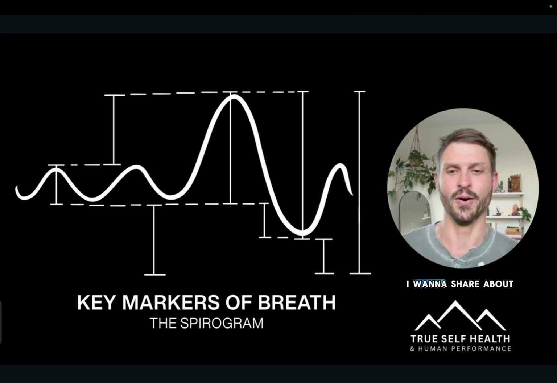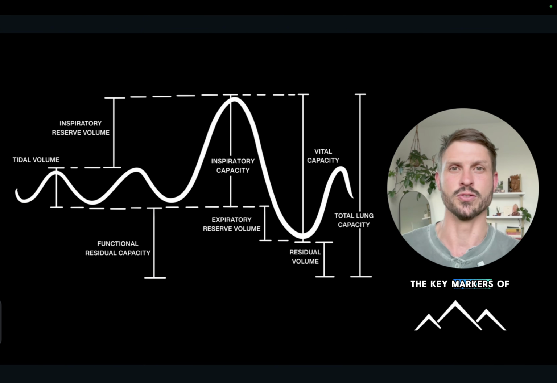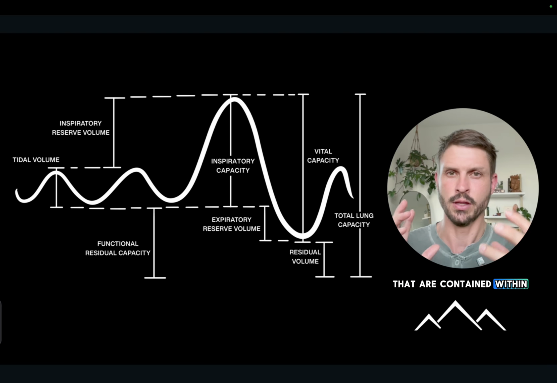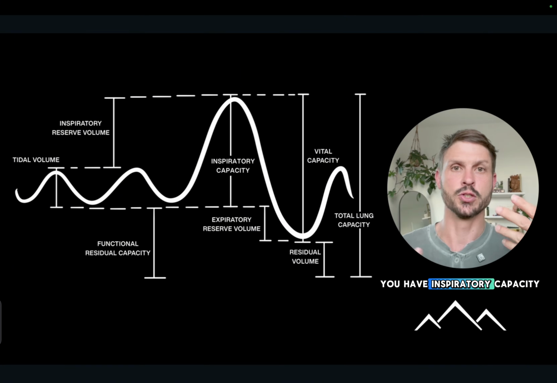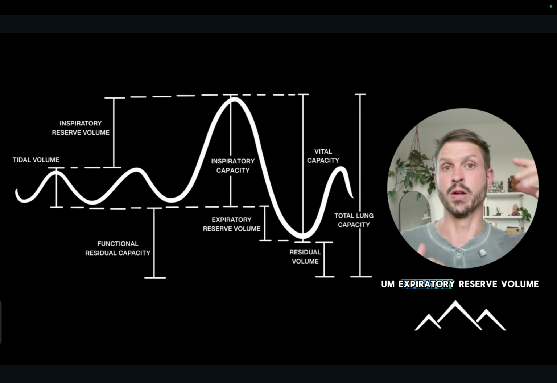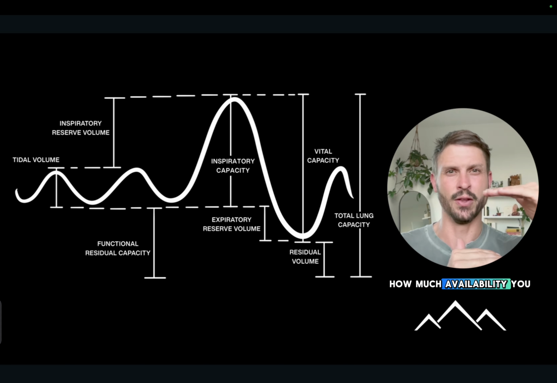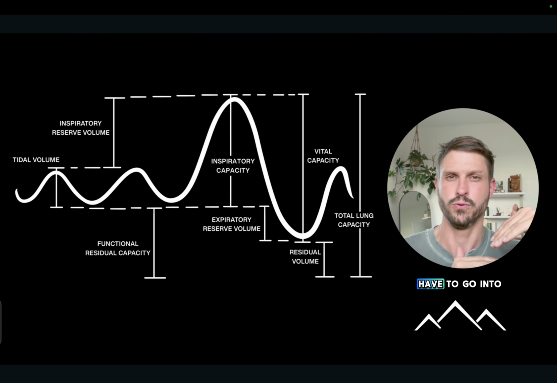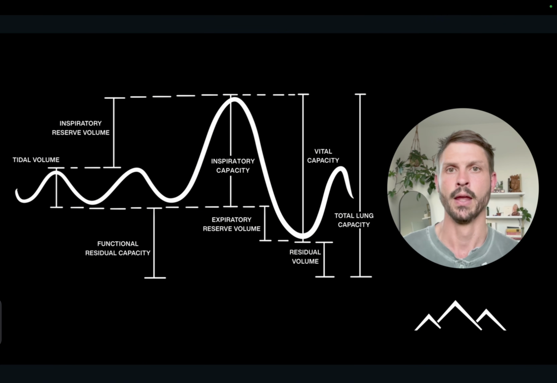So in this video, I want to share about the key markers of breath that are contained within the spirogram. You have inspiratory capacity, how much you can inhale, expiratory reserve volume, how much availability you have to go into your exhale. And in this video, I'm going to explain each different metric for you.